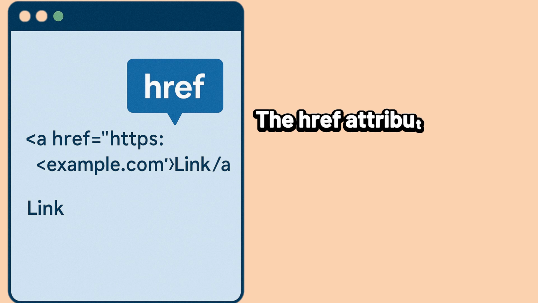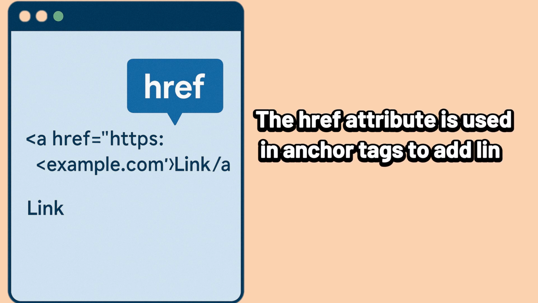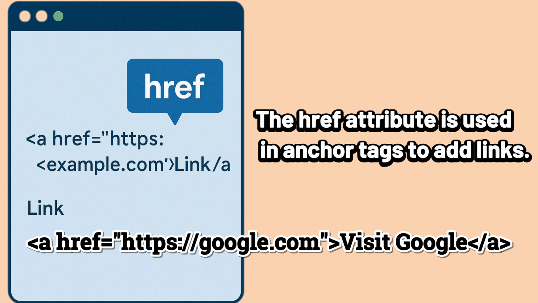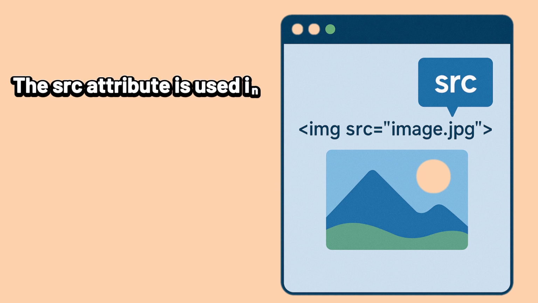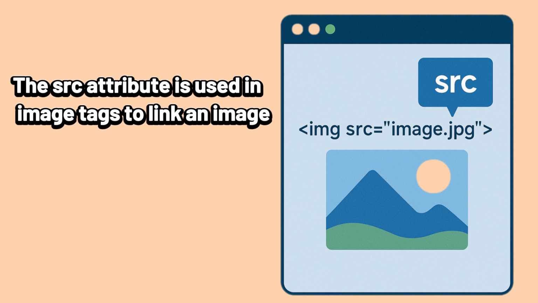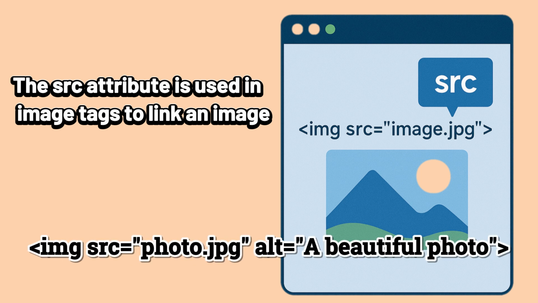The href attribute is used in anchor tags to add links. Example: <a href="https://google.com">Visit Google</a>. Next, the src attribute is used in image tags to link an image. Example: <img src="photo.jpg" alt="a beautiful photo">. The alt attribute helps with accessibility and SEO, so always include it.